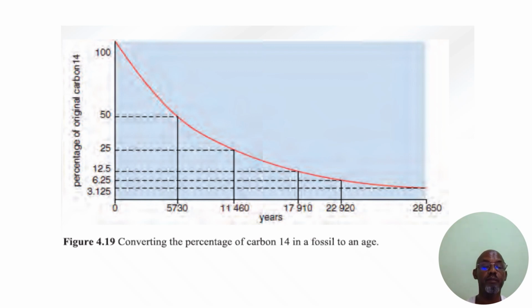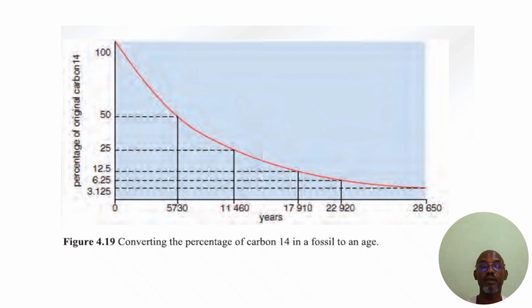From this 25%, again additional 5,730 years. After 5,730 years, half of 25% is lost, and the age becomes 17,910, and the amount remaining is 12.5. Again, from this 12.5, after 5,730 years, half of this 12.5 remains, that is 6.25.